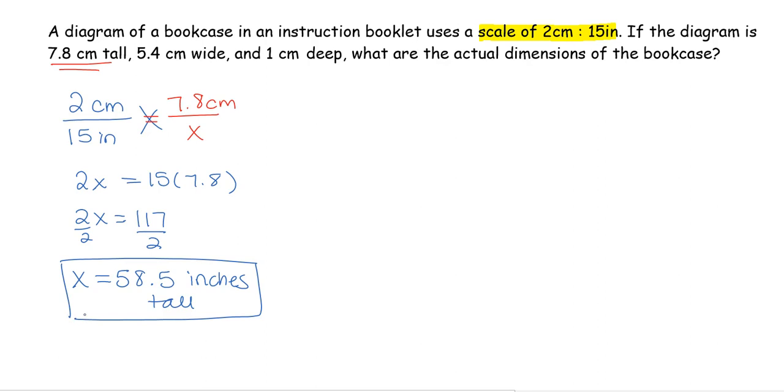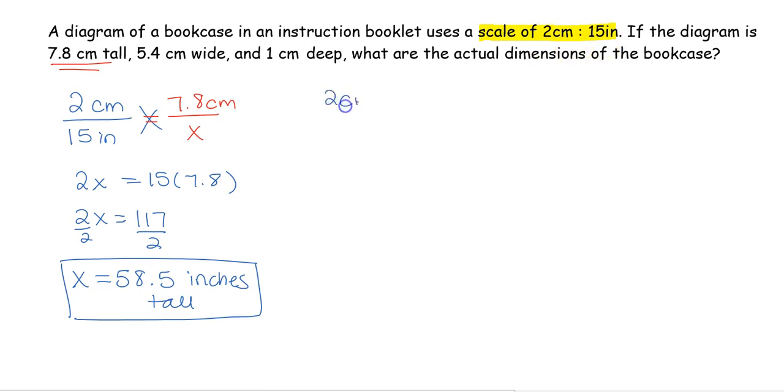We have 3 different dimensions here. We have height, width, and depth. So I want to know and label correctly that I am representing 58.5 inches, not centimeters, and that we're talking about the height of the bookcase. This is the scale that's going to be used for everything. So the height, the width, the depth are all going to use that 2 to 15 scale.